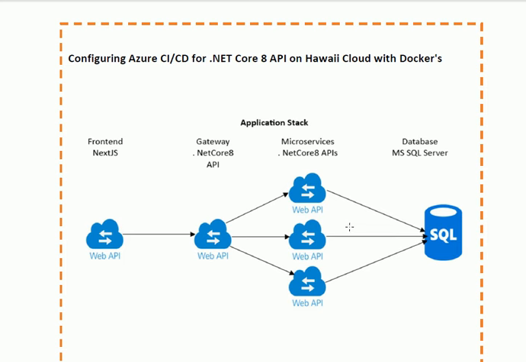Today, in part 1, we shall discuss the installation of Docker. First of all, I would like to explain the stack for the application. This is a microservices application in which the front end is Next.js. After that, in the stack, there is a gateway in .NET Core 8 and microservices in .NET Core 8, and at the end, in the database, we are using MS SQL Server. I shall explain and dockerize all the layers of the application in this series.